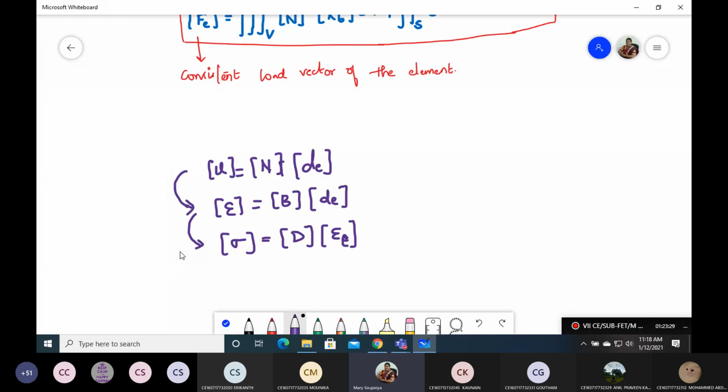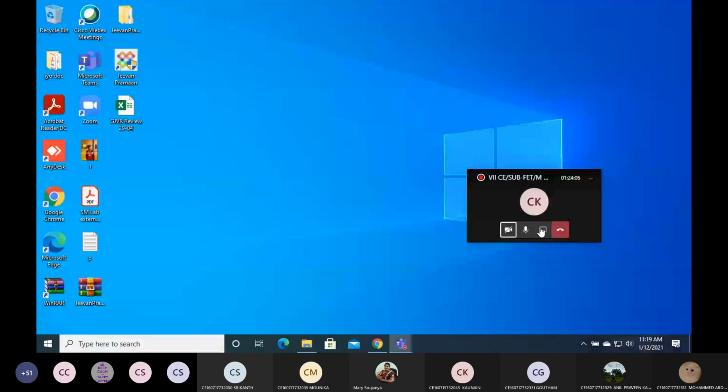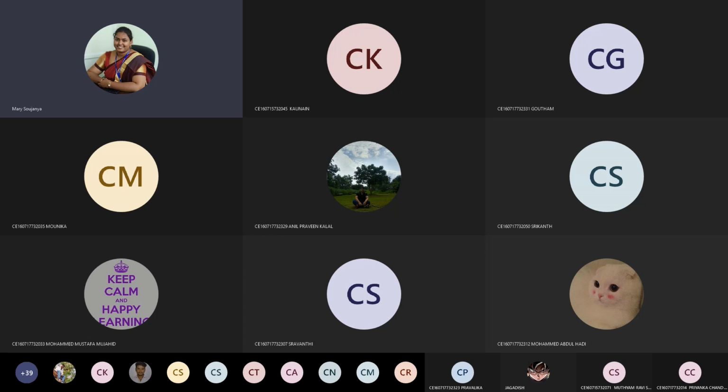Understood? That's the end of the concept. Are we clear so far? Are we clear so far? Yes, ma'am. Any doubts until this point? Any doubts until this point? Anybody? If you have any doubt. No? Right.